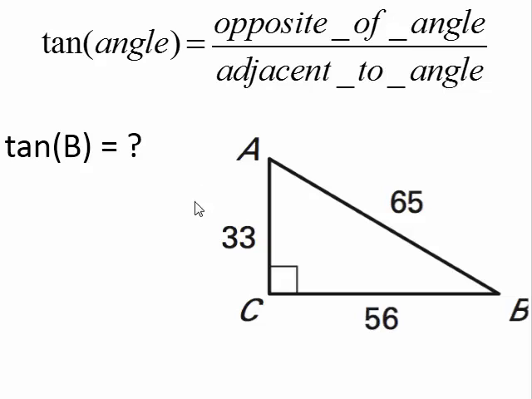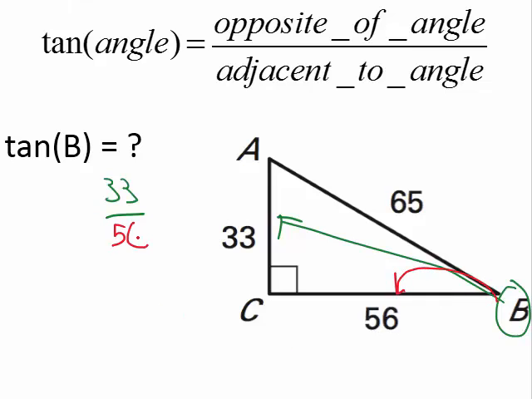And our last function we're going to take a look at together is tangent. Tangent of an angle is equal to the opposite side of the angle over the adjacent side to the angle. So tangent of B, we find the side that is opposite of B, or 33, over the side that is adjacent to B. The side that is adjacent to B is the 56 because it's next to the B. So tangent of B is equal to 33 over 56.